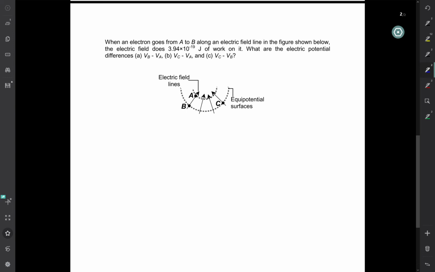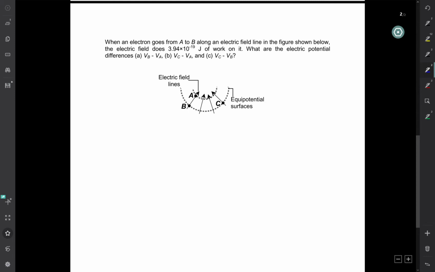Hi everyone, today we are going to solve a question on electric field, basically the work done by the electric field and potential difference between 2 points. Let's read the question. When an electron goes from A to B along an electric field line, you can see the electric field lines are drawn in here, and it seems like the electron is moving in the opposite direction of the field lines, which makes sense because if you guys remember, we said the electric field applies a force to a negative charge in the opposite direction of the field lines.